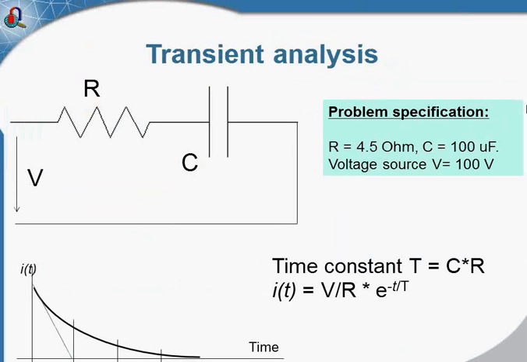And the first case is the transient analysis of a simple circuit containing capacitor and the resistor. The capacitor is charged through the current limiting resistor, and our task is to calculate the current. In fact, this case has the analytical solution.